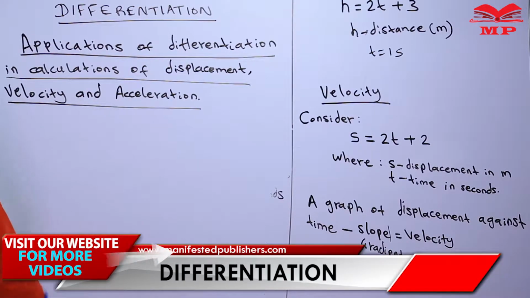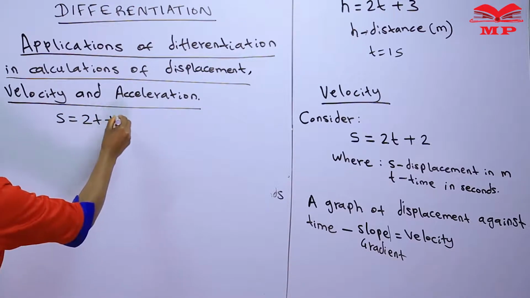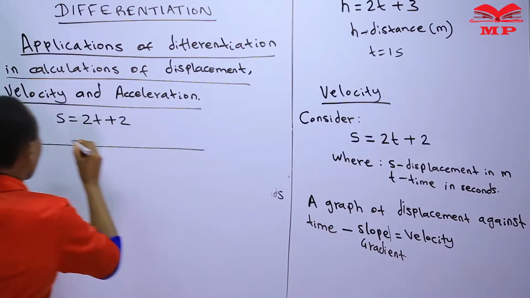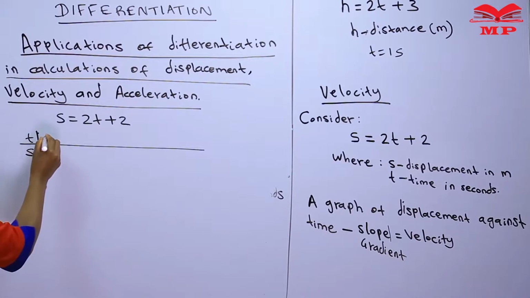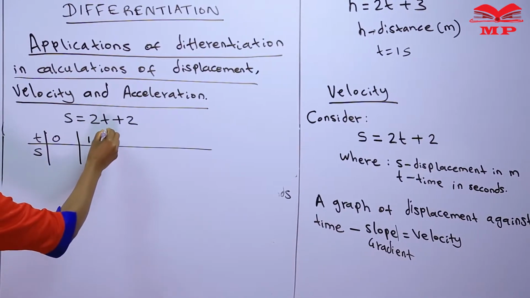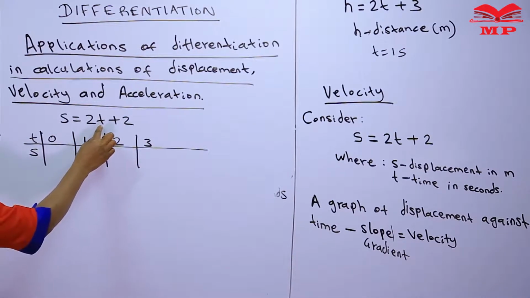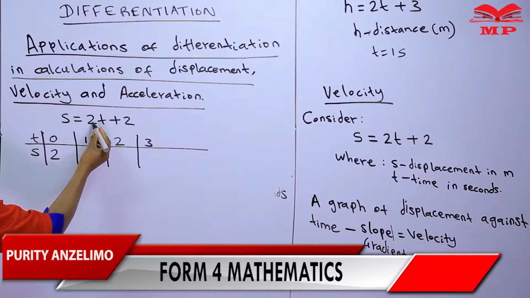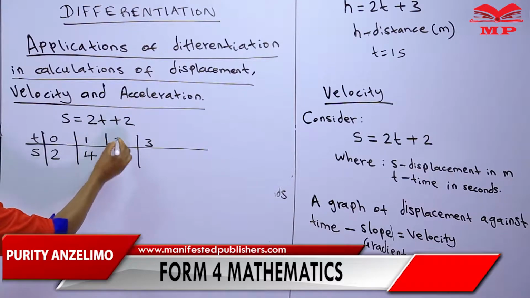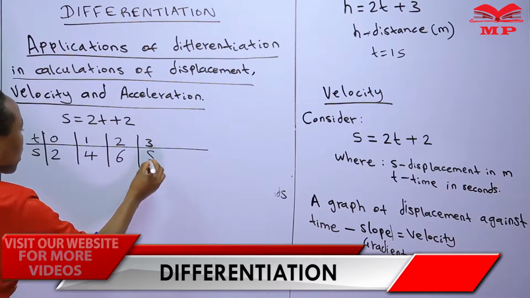We can have like 4 points, whereby we have our equation s is equal to 2t plus 2. So we can have a table with time and displacement, so that we can plot a displacement time graph. We can start with t equal to 0, then 1 second, 2, up to 3. When t is 0, we have 0 times 2, plus 2, that is 2. When t is 1, we have 2 plus 2, 4. When t is 2, we have 4 plus 2, 6. And when t is 3, we have 6 plus 2, that is 8.